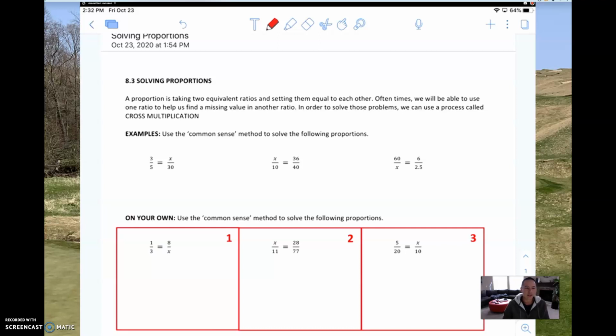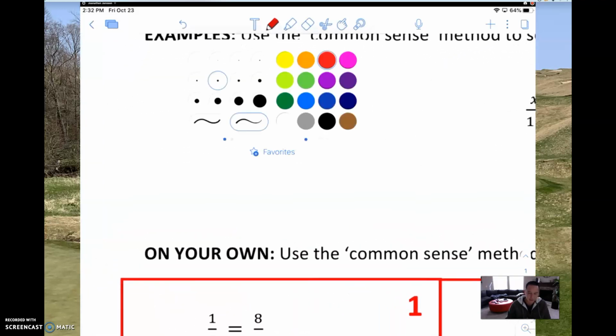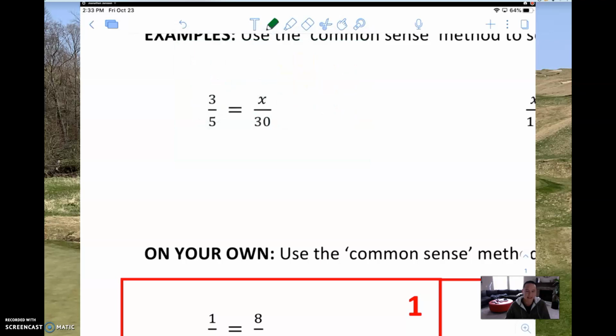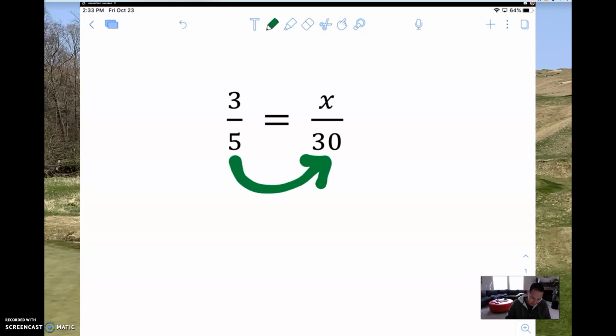So, in order to solve a proportion, we're going to start with the common sense method. The common sense method basically is saying how many times bigger is one side than the other side. So let's look at 3/5 as a fraction, and it should be equal to x over 30. You'll notice that the right side is bigger, and how many times bigger is it? To get from 5 to 30, you are just multiplying by 6. It's getting 6 times bigger.